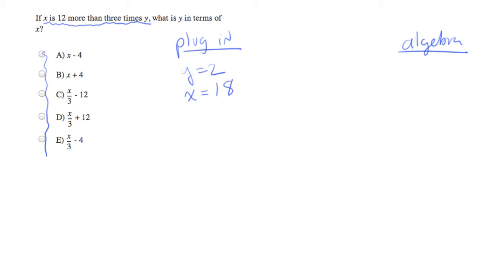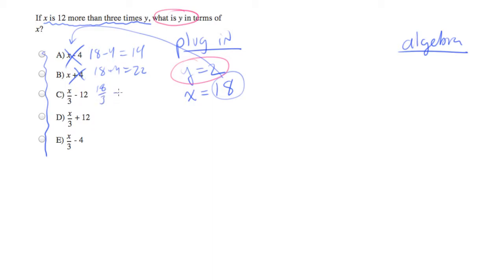And they're asking us, what is y? We defined y as 2, so that's going to be our target number. And we're going to take x and plug it in to each of the answer choices, and we're looking for a result of 2. So here we get 18 minus 4 is 14. That's not it. We get 18 plus 4 is 22. That's not it. We have 18 over 3, which is 6 minus 12, is something negative.